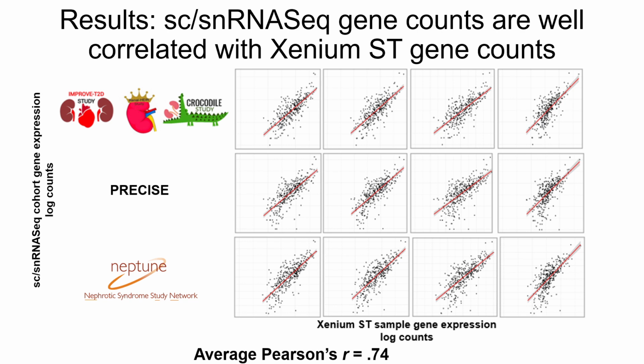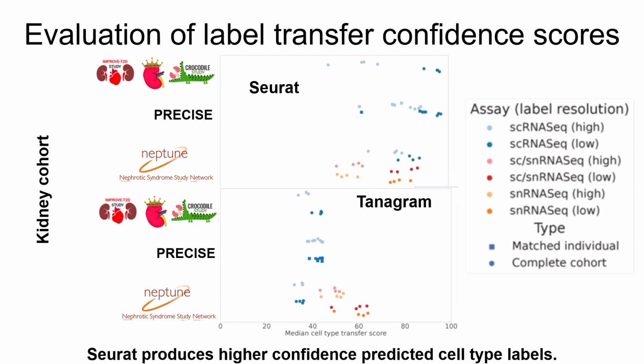The first thing we wanted to look at is how well the counts from the genes are correlated across the technologies. In the plots here, each dot is one of the 377 genes that is assessed within Xenium. On the x-axis are the Xenium gene expression counts, and on the y-axis are the single cell or single nuc gene expression counts. What you can see is that across cohorts and data sets, the correlation between the genes is high across technologies.